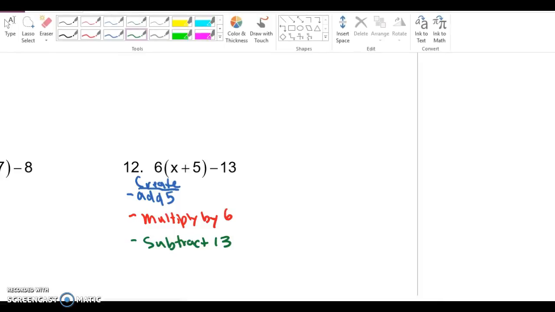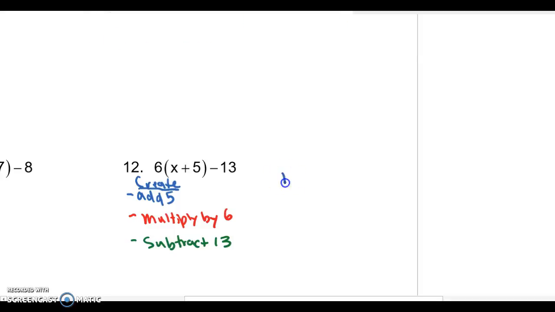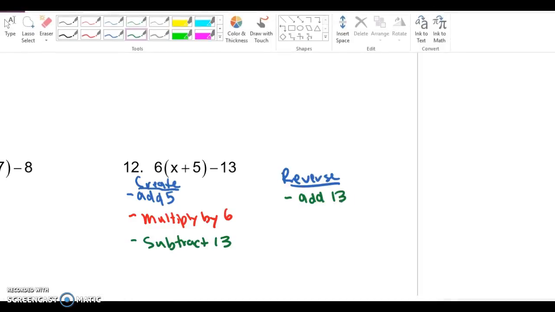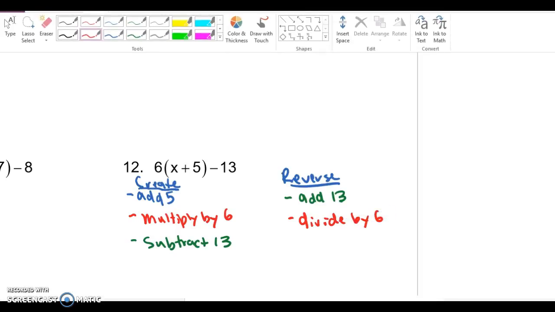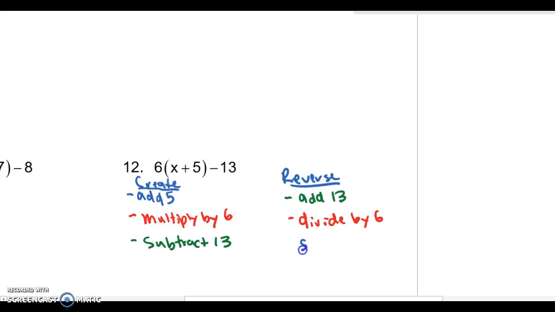So that's how to create the expression, but now we want to know, how are we going to reverse it? Well, we're going to start with our last step, which was subtract 13, and we're going to reverse that. So to reverse subtracting 13 is adding 13. To reverse multiplying by 6 is dividing by 6. To reverse adding 5, we subtract 5. That's how you're going to reverse the expression.